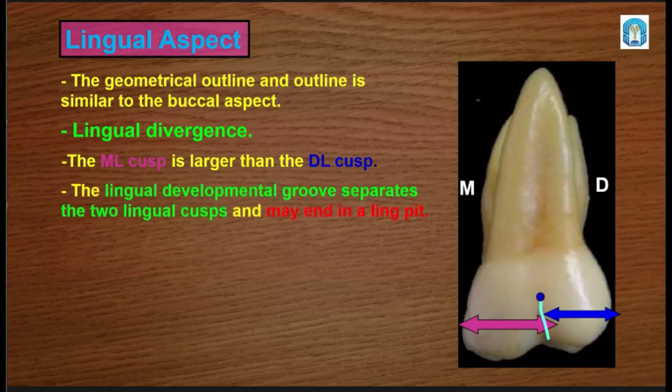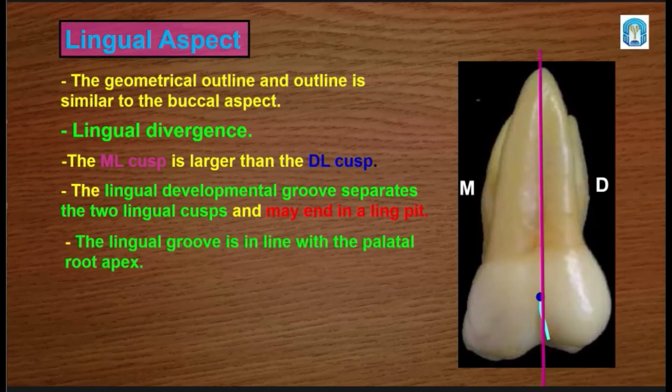A lingual developmental groove is present. The lingual developmental groove separates the two lingual cusps and may end in a lingual pit. You see here, this is the lingual developmental groove, like on the buccal side. This groove is present between the two cusps, and usually it ends with a lingual pit. If this lingual pit is present, we must warn the patient that a restoration and preventive measures should be made in advance for this area.